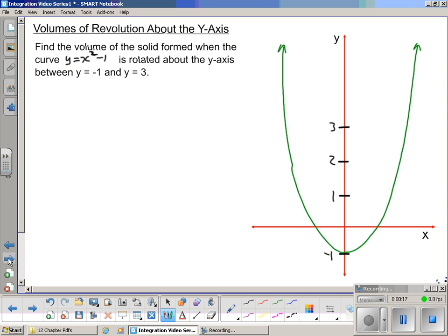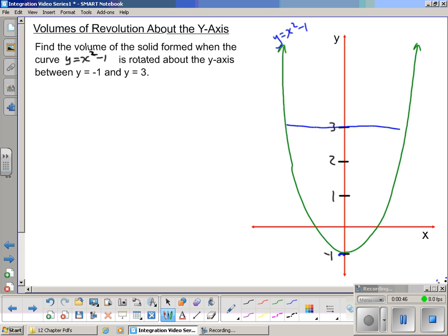Find the volume of the solid formed when the curve y equals x squared minus 1 is rotated about the y-axis this time, between y equals minus 1 and y equals 3. So here's our y equals x squared minus 1 parabola in the green there, and it's going to be rotated between y equals minus 1 and y equals 3. Now y equals minus 1 is right down the bottom here, but y equals 3 is here.